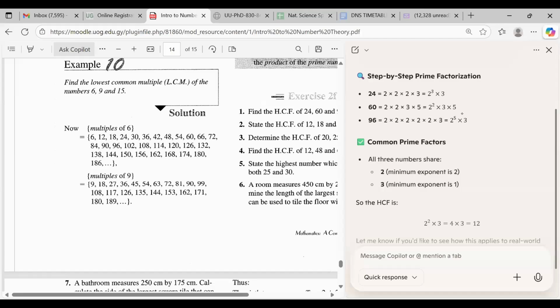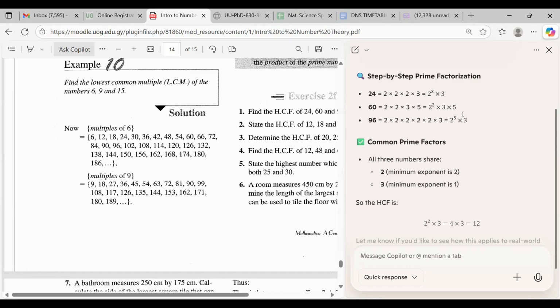So they factorized 24. They got this 2 cubed times 3. You don't have to do this, but let's see what they did. 60, they break it up. You have 2 squared by 3 by 5. Then you have 96 being all of this, which is 2 to the 5 by 3, right?